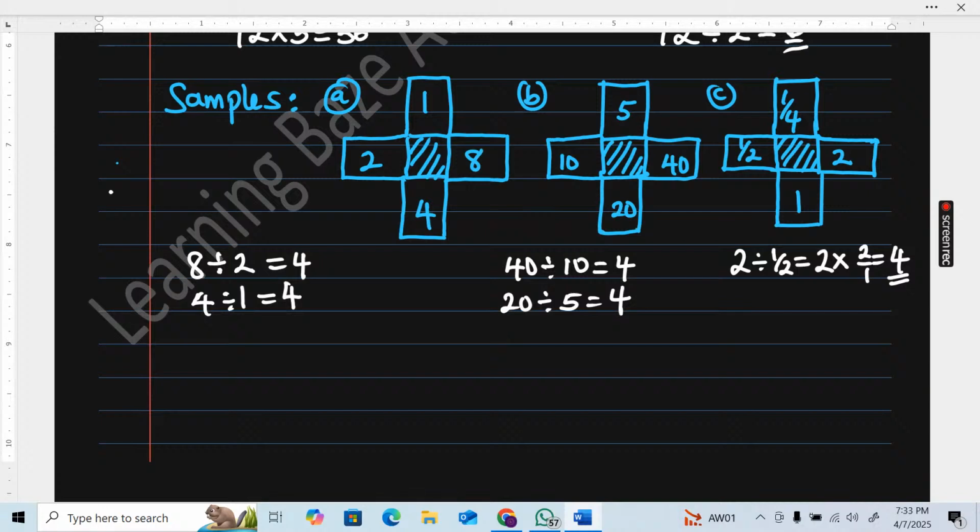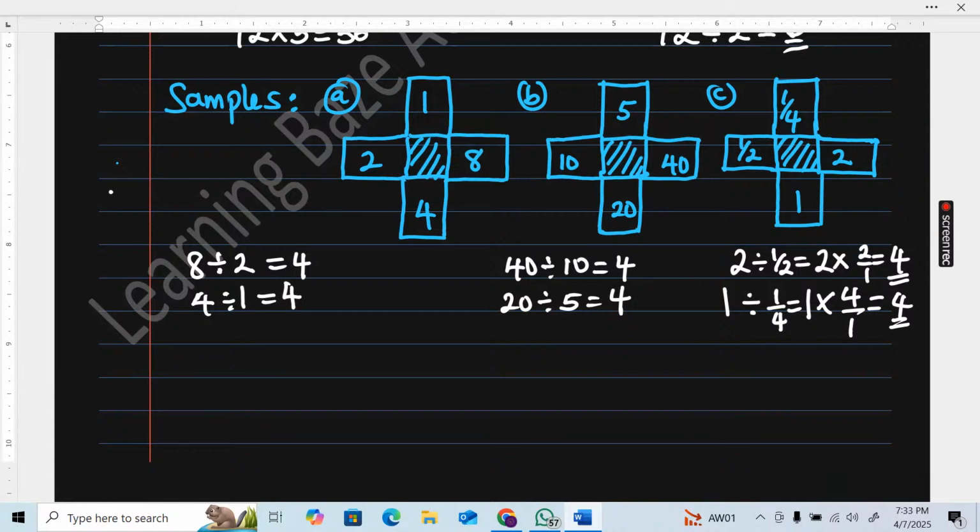Let's look at dividing the number below, which is 1. We divide it by 1 quarter. So that will be equal to 1 times 1 quarter turned upside down, which is 4 over 1. So the answer is still 4.